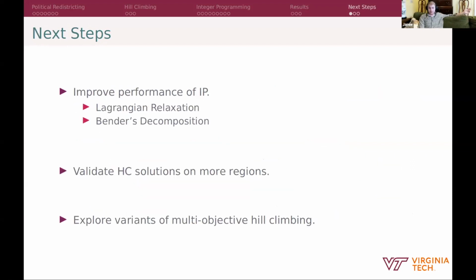What we want to do next is improve the performance of IP, maybe by Lagrangian relaxation, maybe by a Benders-style decomposition. We have a few ideas there. Once we get that improved, we'd like to validate more hill climbing solutions. And we'd like to explore some multi-objective hill climbing. So we have a few examples of that.